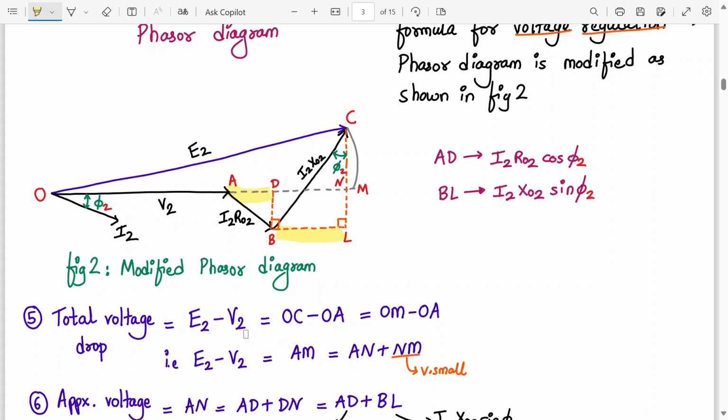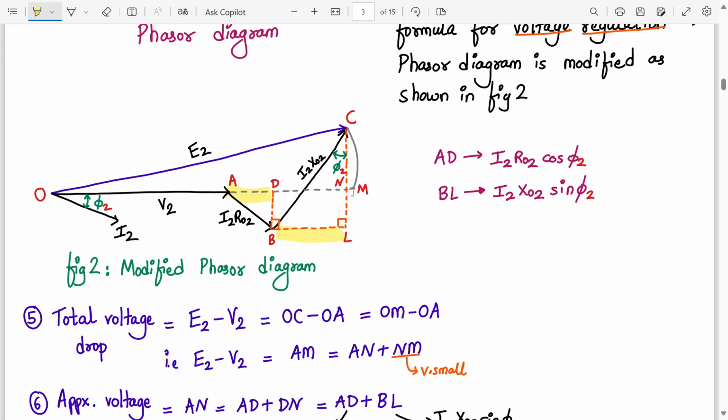Correct? That is the same as OM minus OA. Do you agree on this? Because if this line OC falls down, it is the same as OM. If this C point goes down, it reaches M, right? So OC is equal to OM. Do you agree on this? And OA is OA only. Yes or no?